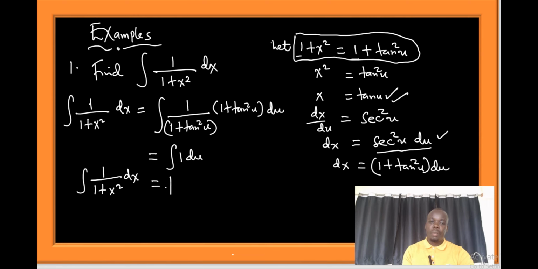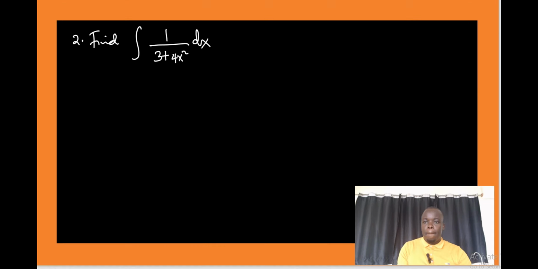So the answer will be tan inverse of x plus a what? Plus a constant. And we said that constant is always an arbitrary constant of integration. So this is basically how you would approach such a simple question. And from this, I will take you right away to example number 2.